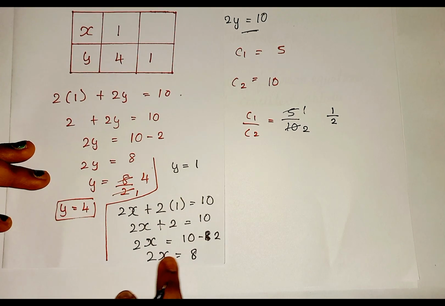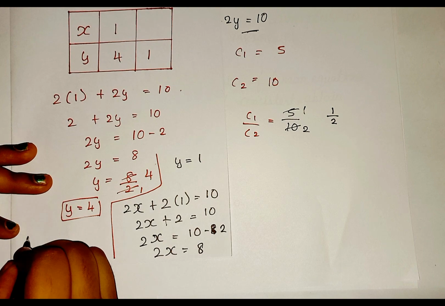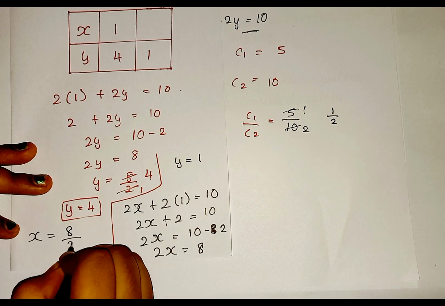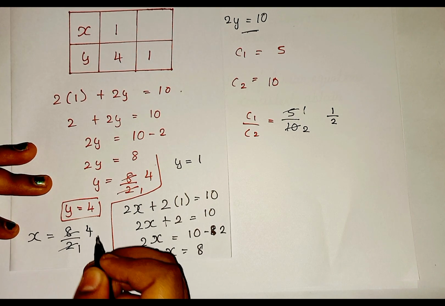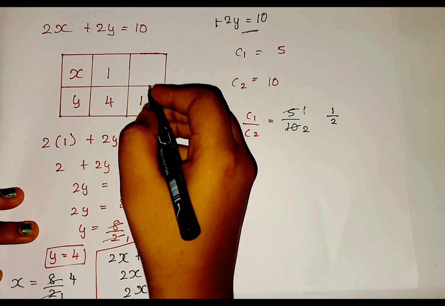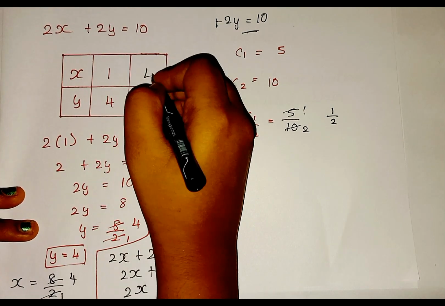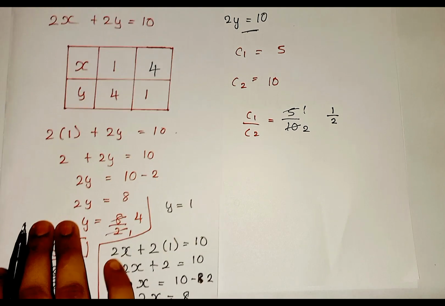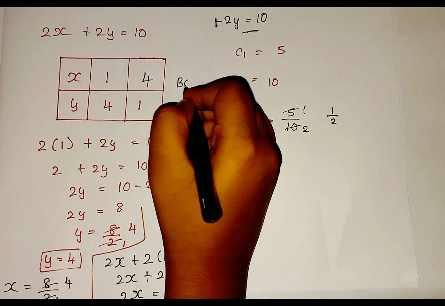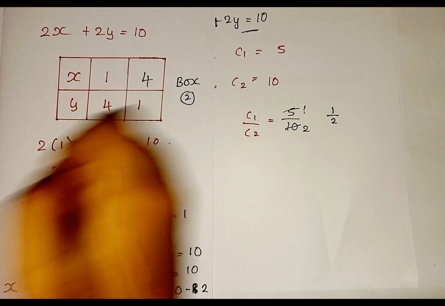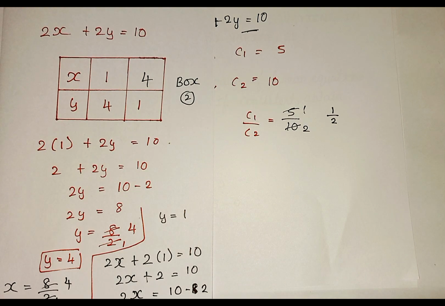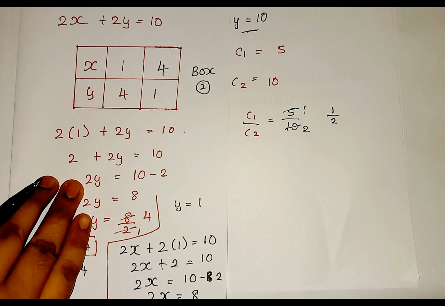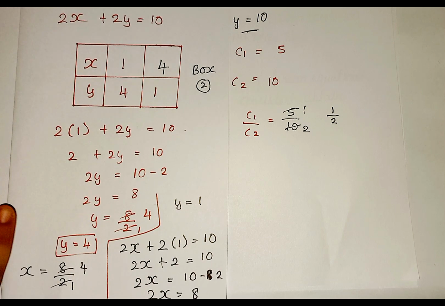So now I have 2x is equal to 8. So x is equal to 8 by 2. Cancel, 1 2 is 2, 4 2 is 8. So I got the x value as 4. Okay, so finally I got the x value and the y value. I am going to take this as box number 2, for your understanding only. Since we are supposed to solve it graphically, I am going to plot a graph right now.